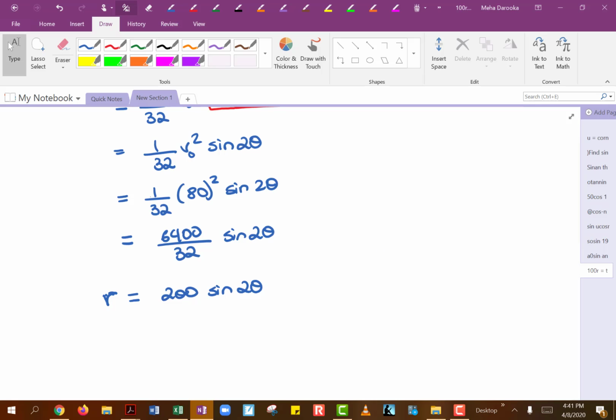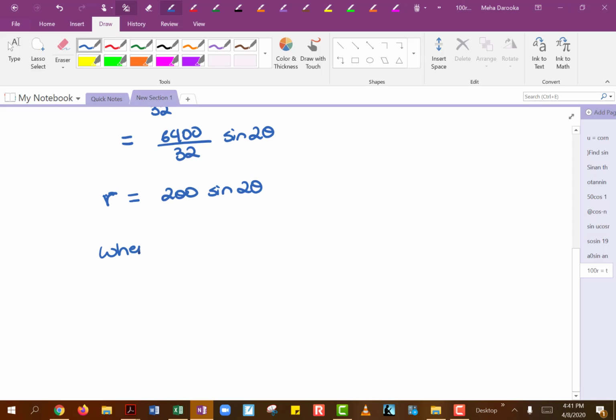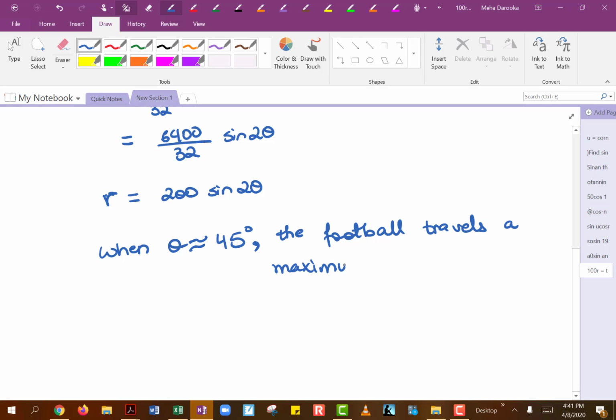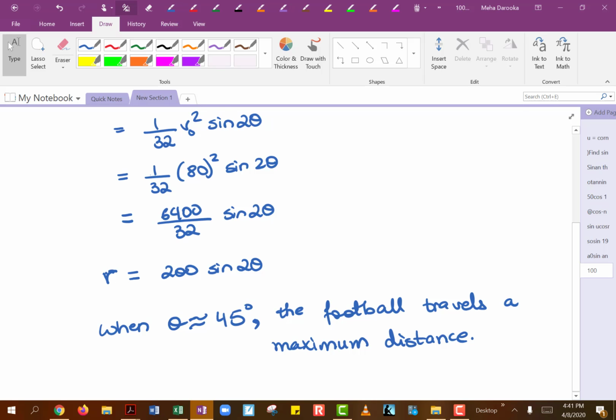So this is going to happen when theta is approximately equal to 45 degrees. We can say the football travels a maximum distance. Okay, so that's going to happen at the 45 degree angle.